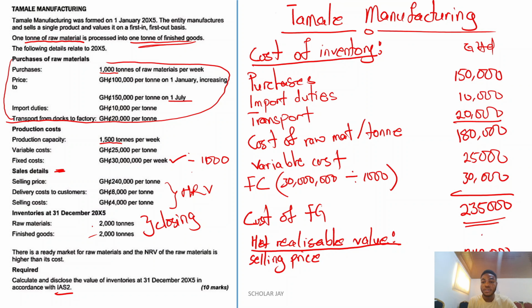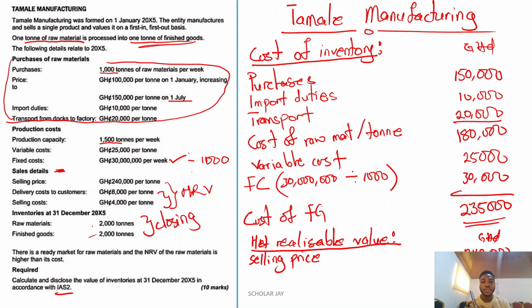240 Ghana cedis. Good. Then we have delivery cost to customers and then selling cost. So the delivery cost to customers and the selling cost, they are all costs that we must subtract from the selling price. Because assuming you are selling something to someone and it is $10. Let's take this calculator. I'm selling this calculator to a customer and it is $10, right?